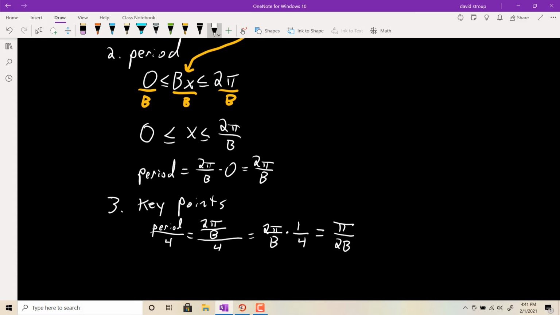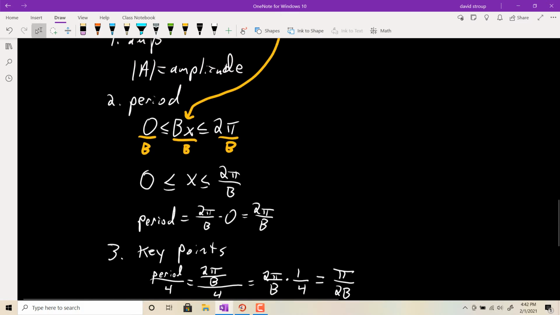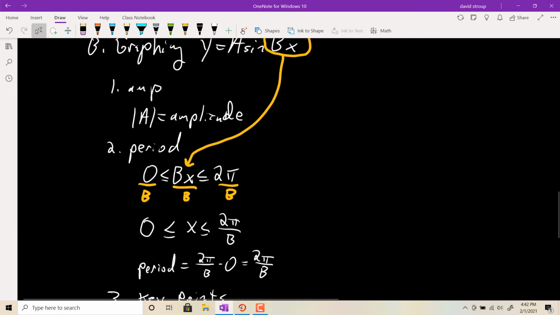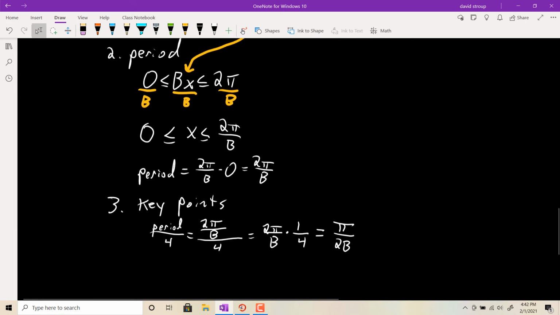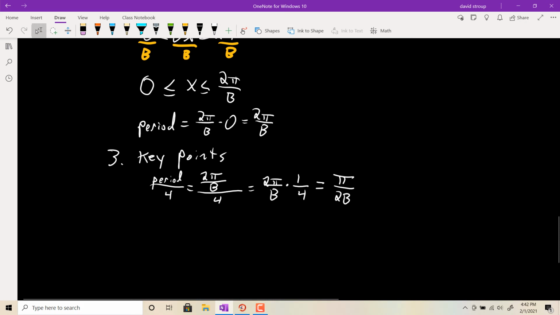Okay? And I recommend not memorizing the formulas, just memorize the process. It's too difficult to remember all the b's and the c's and that stuff. But I think if you have this generalized process down, it's the same process no matter what variation you're dealing with. Okay, so key points are going to be at pi over 2b's.